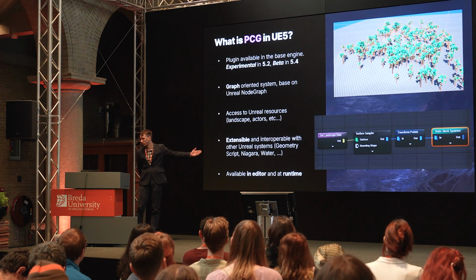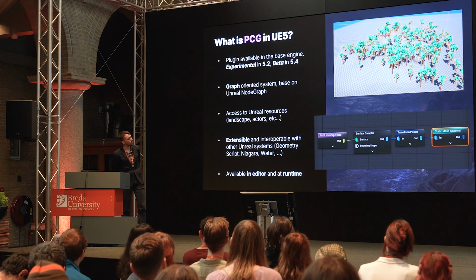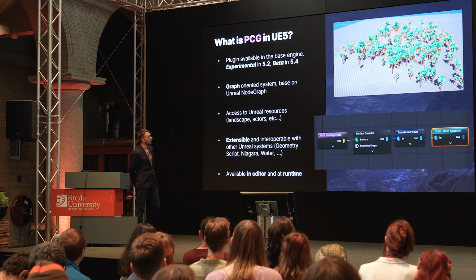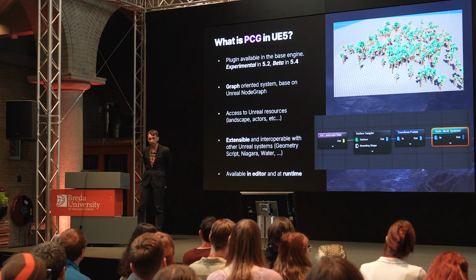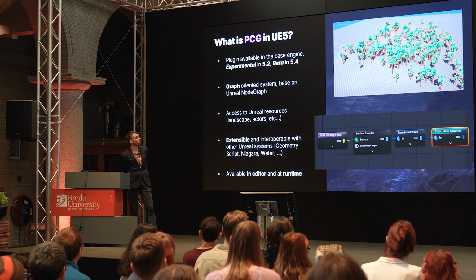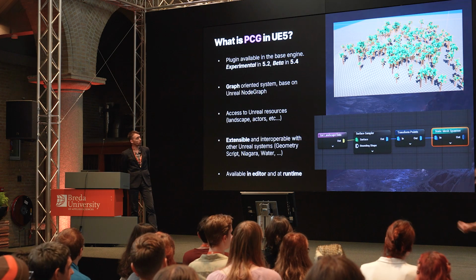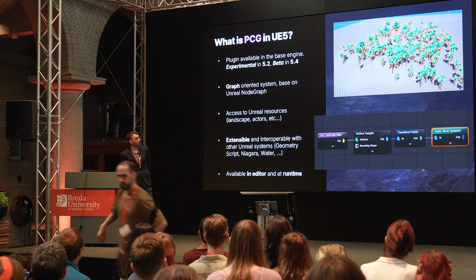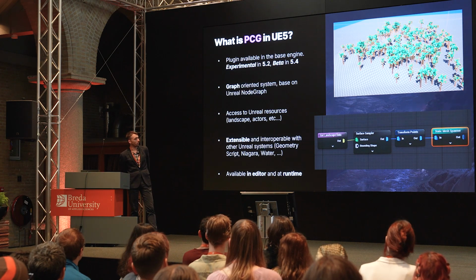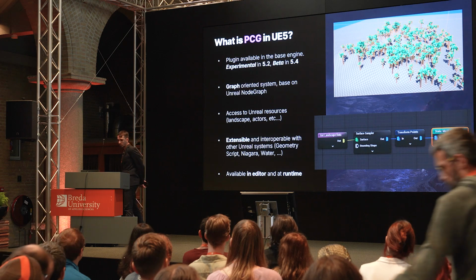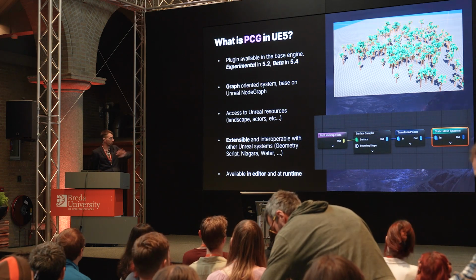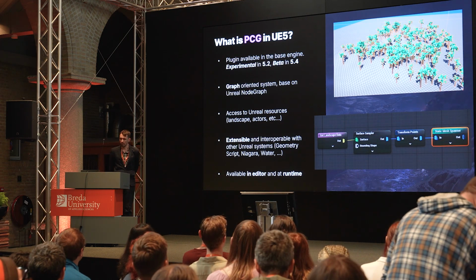So this is a very, very simple graph, like 4 nodes, just to do some scattering on the landscape. You can query the landscape, then do some surface sampling that will scatter points on the landscape, random transformation with the transform point, and finally spawning some meshes with the static mesh spawner. And this is what you get. With a very simple 4 nodes, you can already have a lot of trees scattered around the landscape.